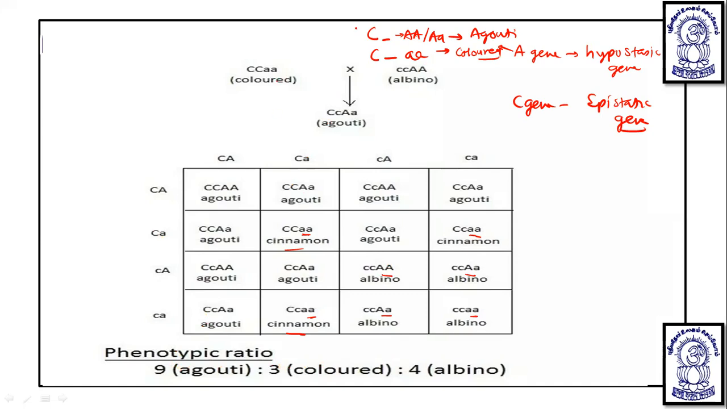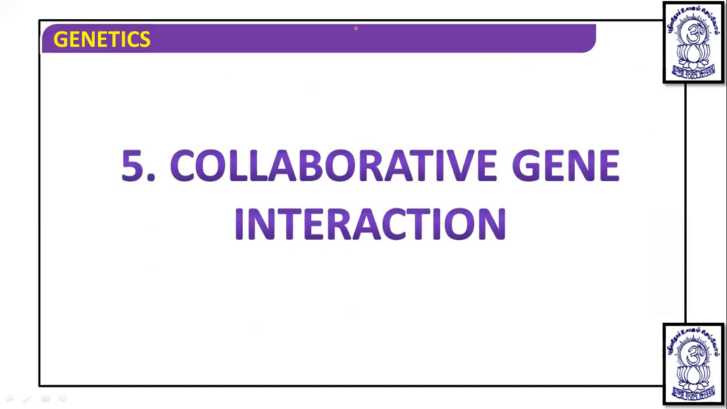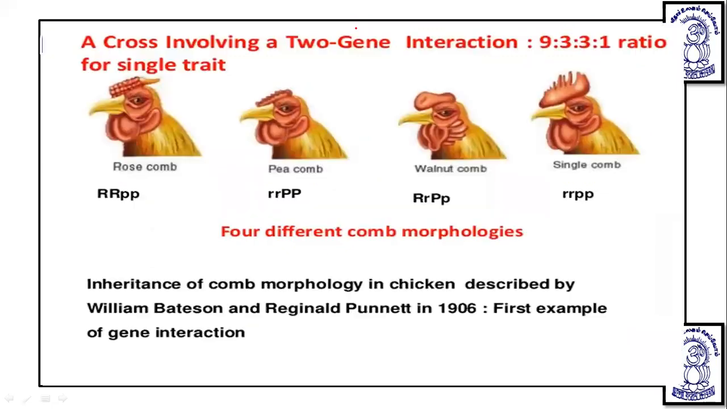So this is recessive epistasis. Now, after understanding recessive epistasis, next we are going to understand another type of gene interaction, and that is collaborative gene interaction. Here collaboration is going to occur, and the character we are going to take to understand this is the comb shape, or comb morphology, in chickens.